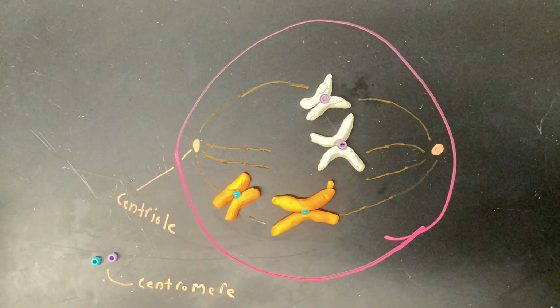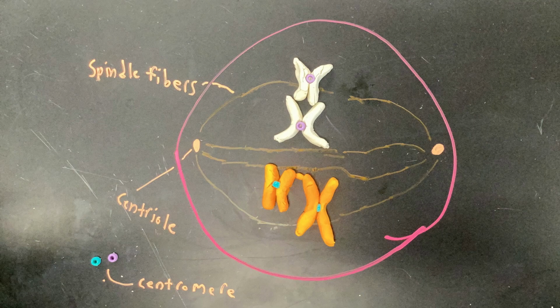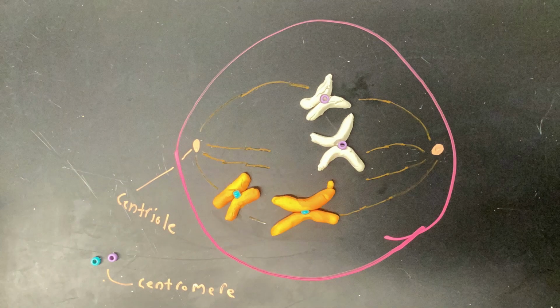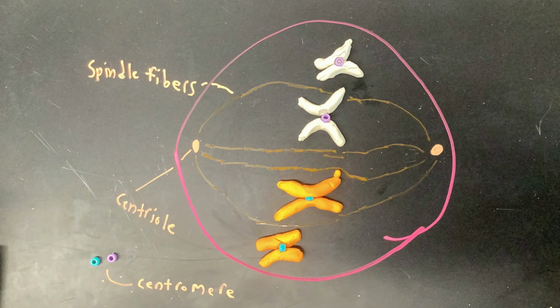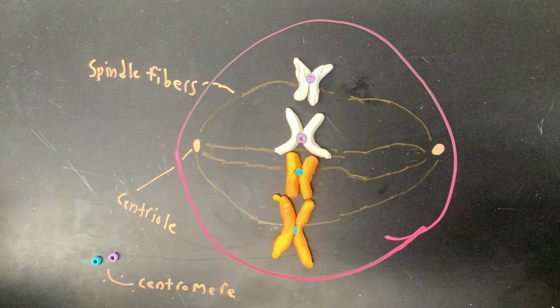The next step of mitosis is metaphase. Now the nuclear envelope has completely disappeared. Metaphase is the stage where the chromosomes line up in the middle or equator of the cell. They are neatly lined up and attached to the spindle fibers by their centromeres.